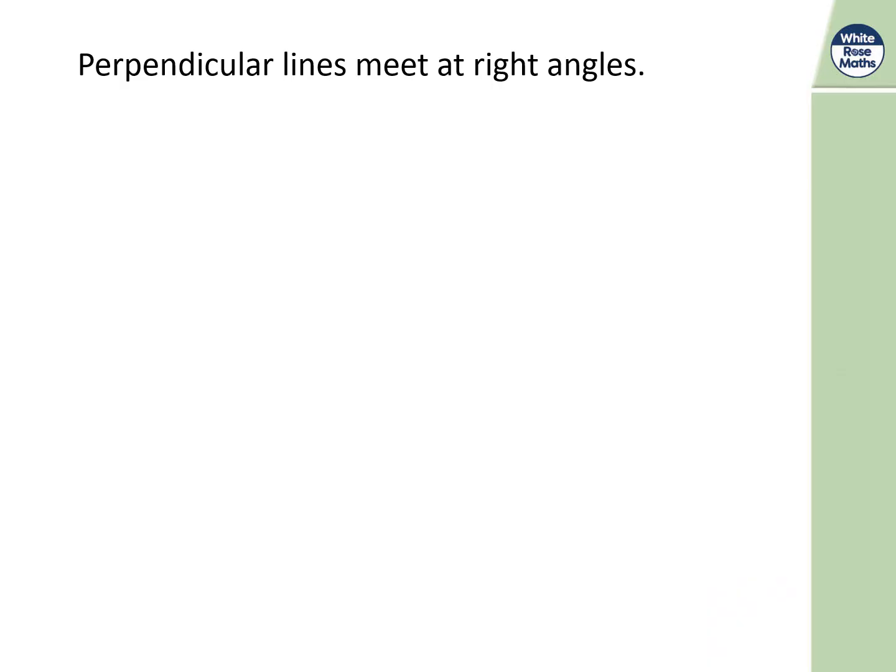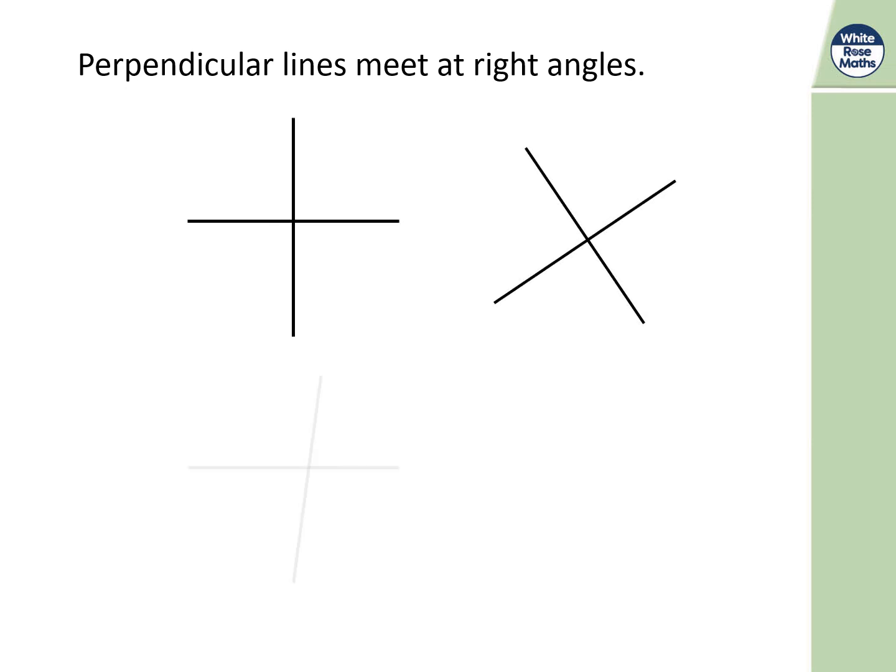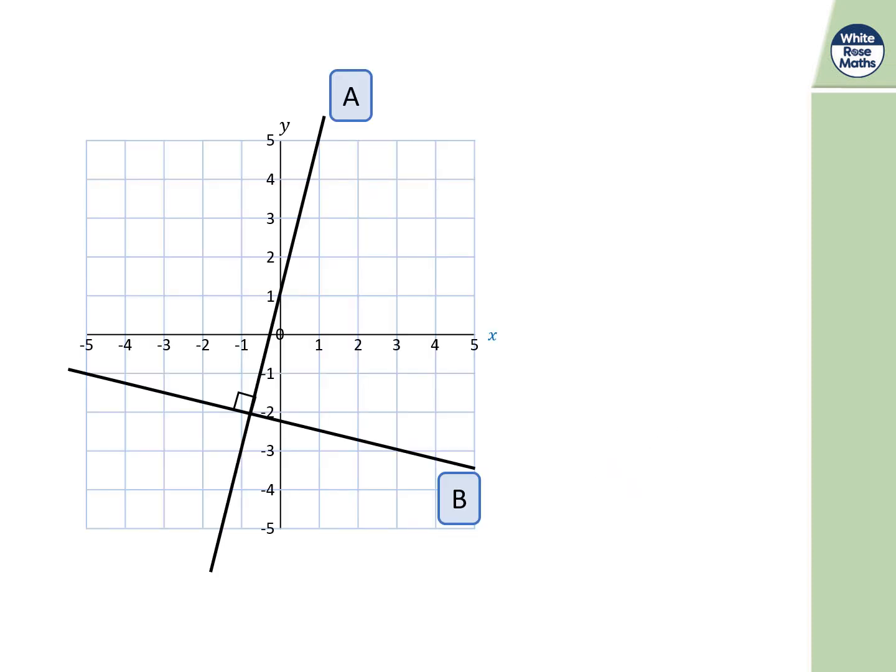Okay, let's learn. Perpendicular lines meet at a right angle. That is a fact, so make a note of that. That's a right angle there, and that's a right angle there, between this line and this line.